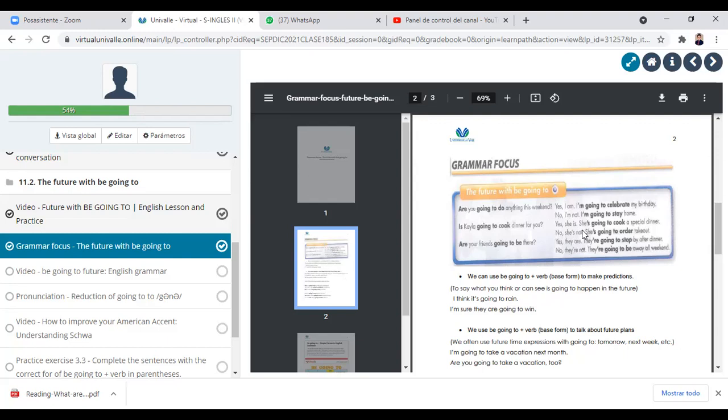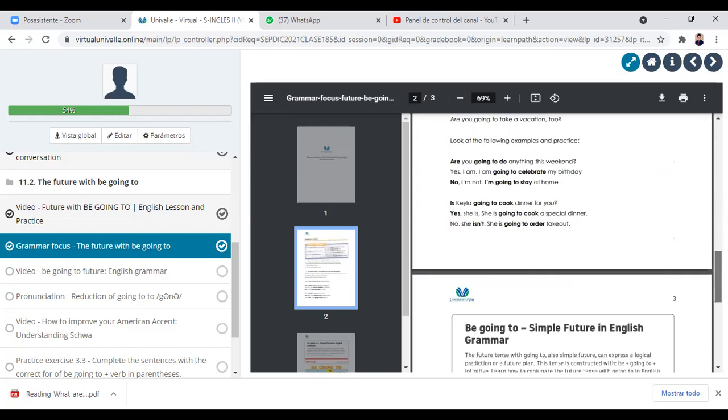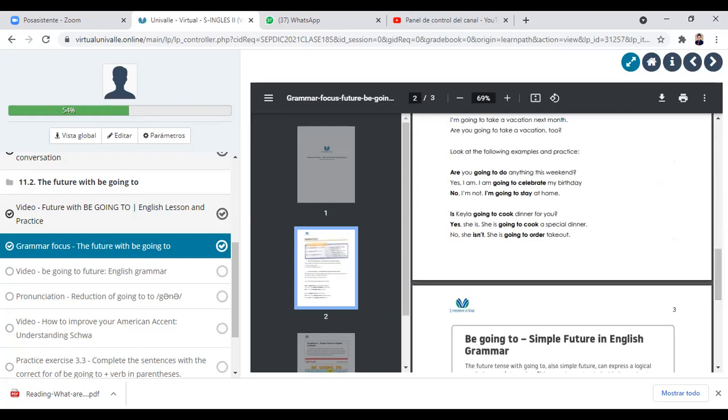So those are some important facts to make statements, right? Look at the following examples and practice. Are you going to do anything this weekend? If the action is possible, we might answer, yes, I am. I am going to celebrate my birthday. But if that action is not possible, no, I'm not. I'm going to stay at home.